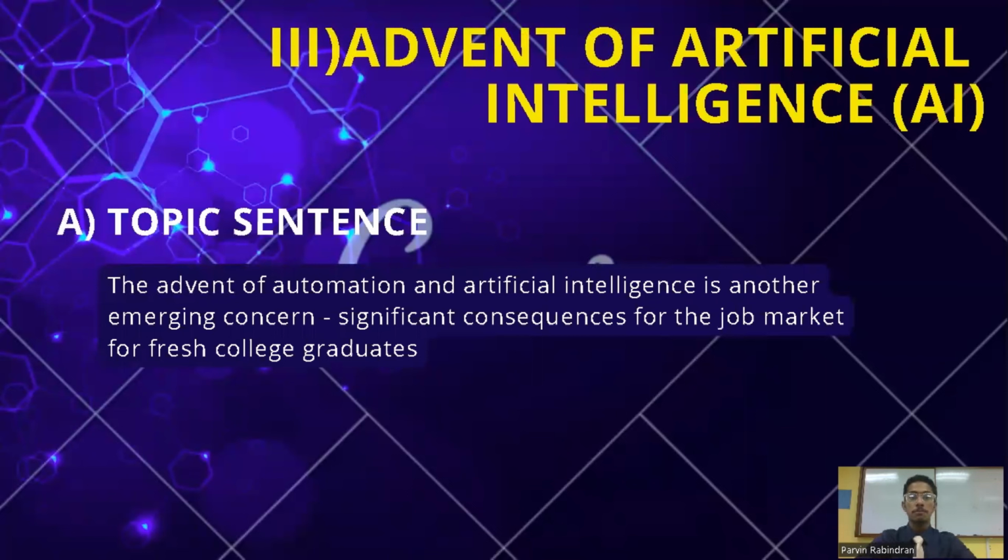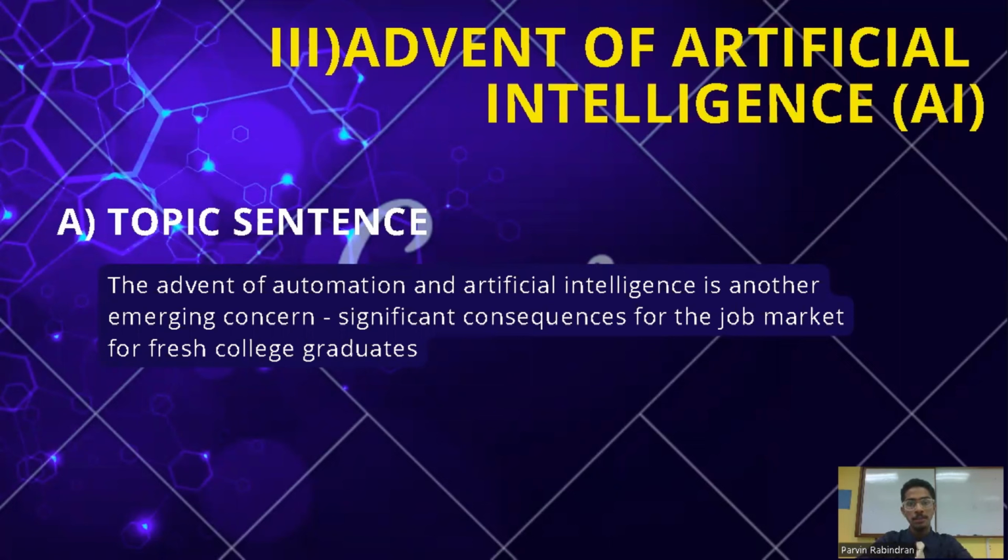So the final cause of unemployment based on my findings in this report is the advent of automation and artificial intelligence. So the advent of automation and artificial intelligence is another emerging concern that has a significant consequences for the job market for fresh college graduates. So this is the topic sentence of this paragraph. So upon stating the topic sentence for this paragraph, I have provided the definition of AI as an additional information for the readers.